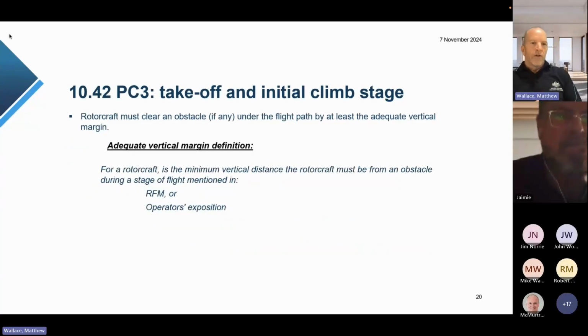All right, and the rotorcraft must clear an obstacle, if any, under the flight path by at least the adequate vertical margin. So these are the margins we've seen in some of the flight manuals. For instance, the AW139 uses about 35 feet. There's 15 feet from the flight manual, and CAS adds another 22, so I've got 35 feet. So there's something in the flight manual about, if I'm flying a profile, what the margin of clearance from the obstacle will be. If it's not in the flight manual, then it's in the operator's exposition. Some of the operators are using 10 feet, some are using 20 feet, etc. That's where it goes back to the operator to determine what they deem suitable as an adequate vertical margin.